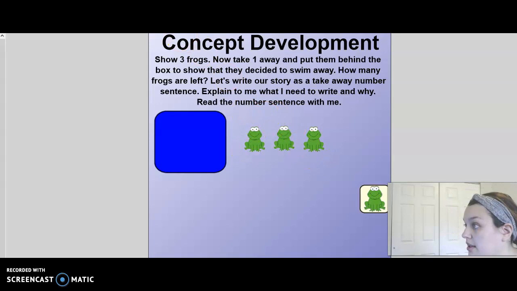Okay? Now take 1 away. They decided to go swimming. How many frogs are left? I want you to write the number sentence that matches our story. There were 3 frogs. 1 swam away. How many are left? All right.